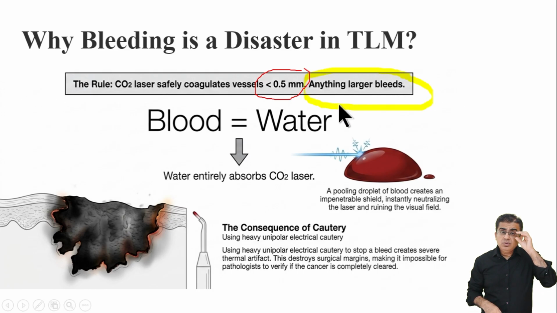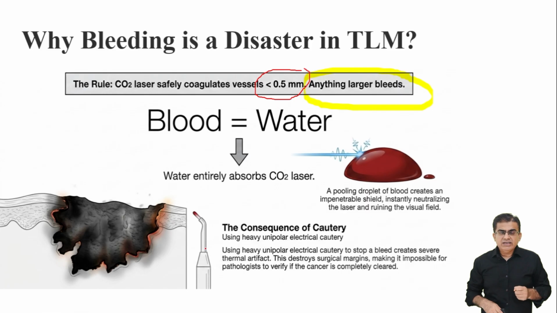Why is blood our worst enemy in the operating room while doing TLM? Blood is mostly made up of water, and the CO2 laser is completely absorbed by water. A single drop of blood will act like a strong shield. It will instantly stop the laser from cutting the tissue. It will completely ruin your clear view through the microscope. Now you might think of using unipolar electrical cautery to stop this bleeding. But that is a very bad idea.